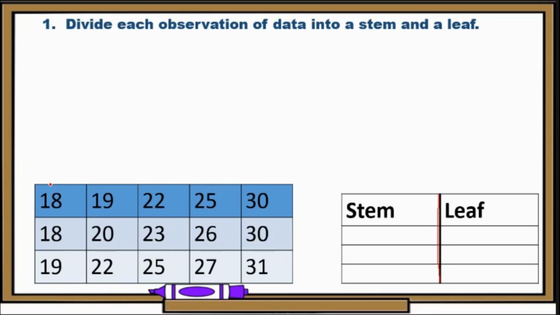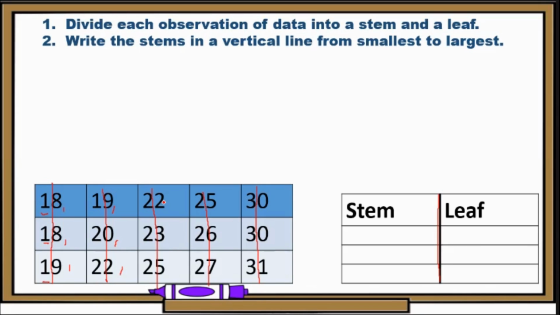Meron tayong numbers na lahat nasa tens, 'di ba? So, the values in the ones place value, yung mga nandito sa ones, yan yung mga magiging leaf natin. And then, the first digit of your numbers, yung mga nasa tens, sila naman yung magsaserve as the stem. Okay? So, ganyan yung division.